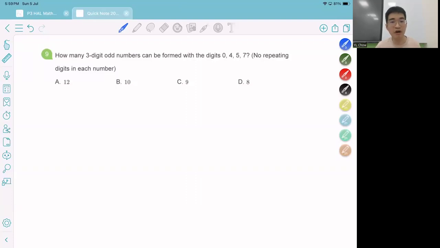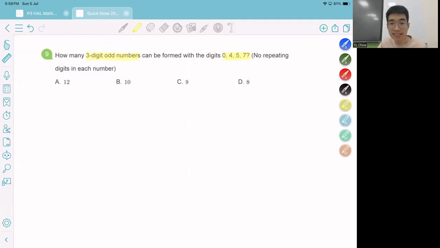Now, as usual, this is a forming numbers question. It's asking how many 3-digit odd numbers can be formed with the digits 0, 4, 5, and 7. Take note, there are no repeating digits in each number. So things like 777 cannot exist.